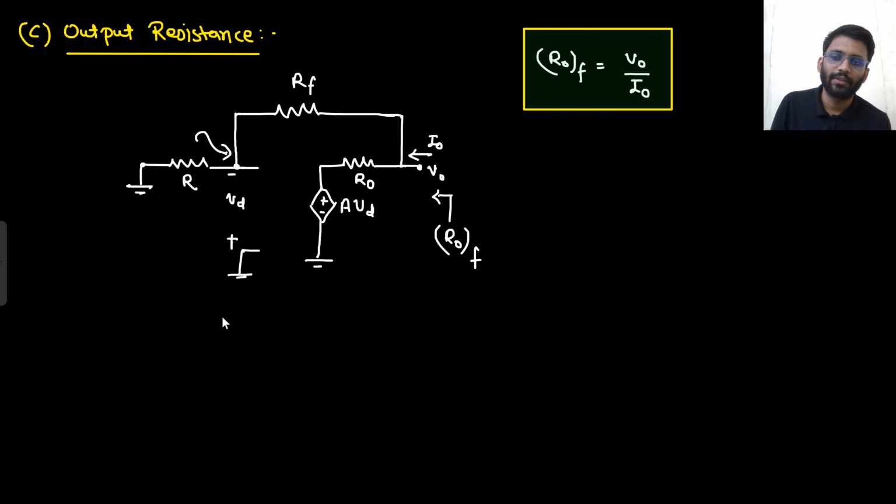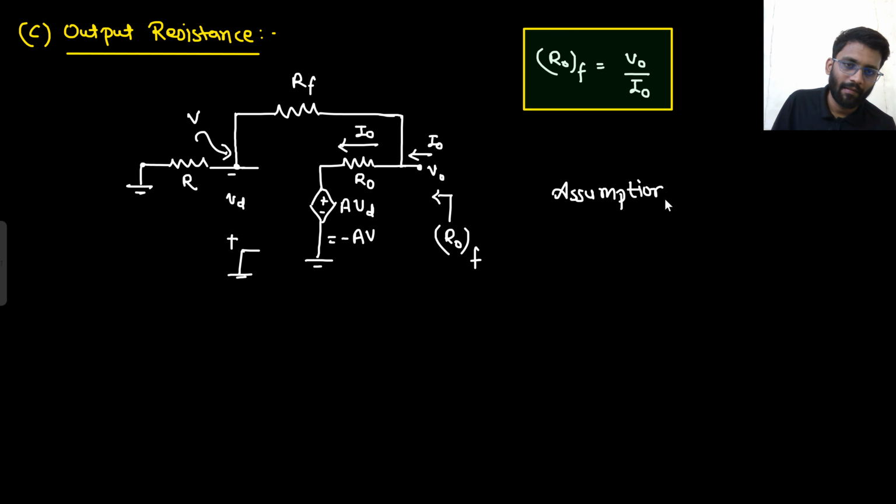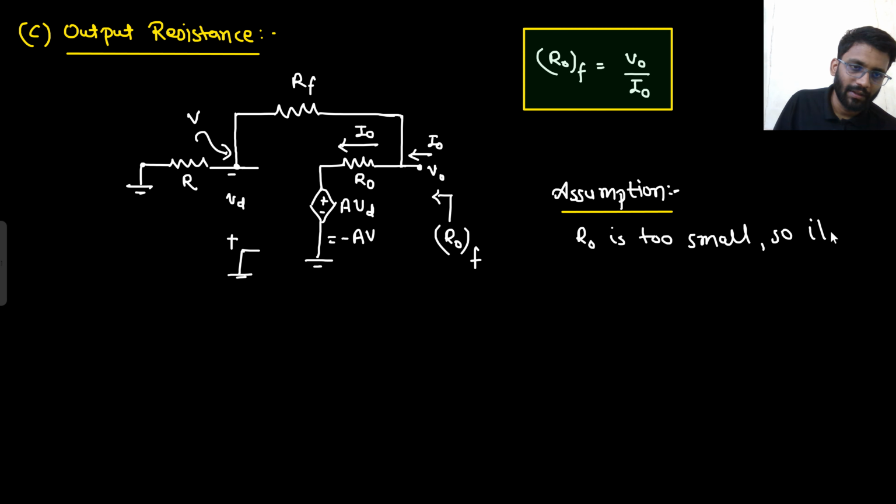So what will be the potential of this node? Let's just call this node V. If this node is V, then this node will be minus AV, right? Because this node is grounded, this node is minus AV. So again, the assumption that I am taking is that the complete I naught current is flowing through R naught only. So what is the assumption? R naught is too small, so it takes all the I naught current.